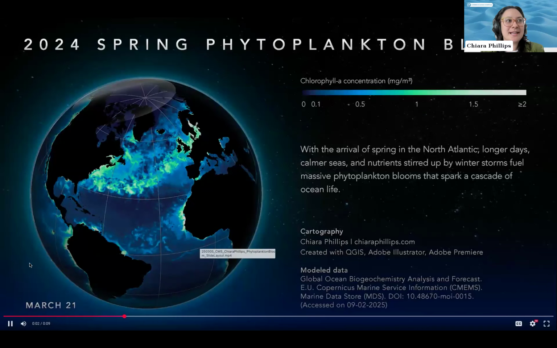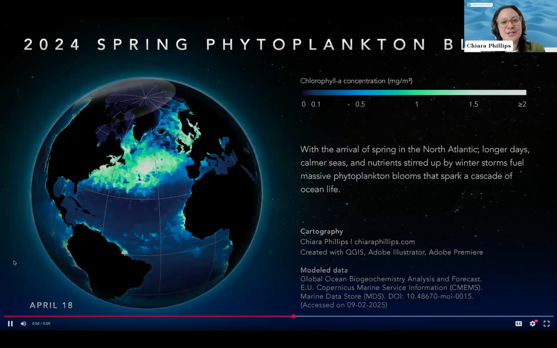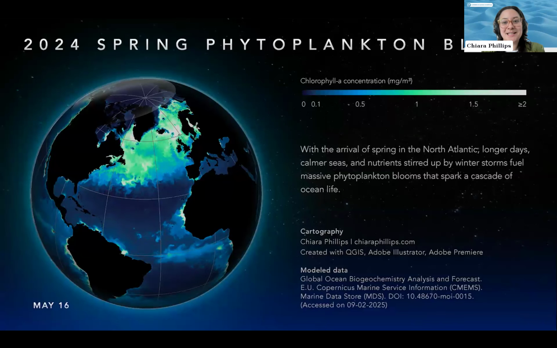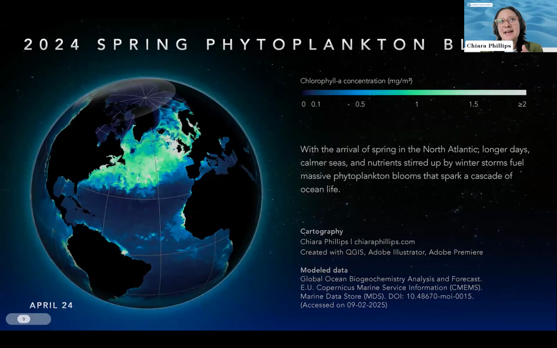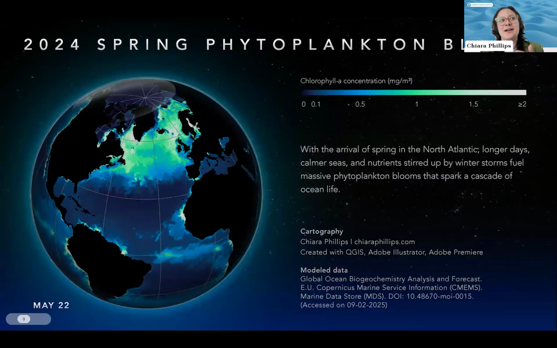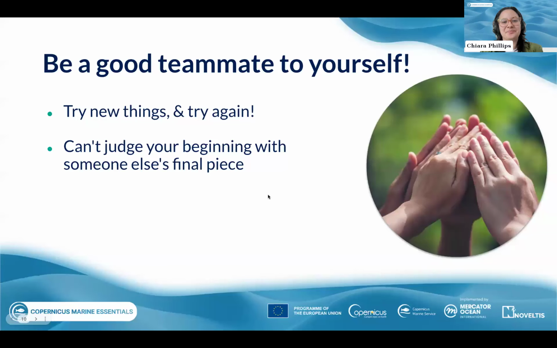And here's the actual phytoplankton bloom map that I made using Copernicus Marine Service data. I adapted it many times iteratively, going through the different AED principles and also asking real people for feedback, asking them what they noticed first, what questions they had, or what their biggest takeaway was from the map. The last thing that I stressed to my audience was to be patient with yourself, to allow yourself to try new things and have the courage to try again when things don't exactly work out, and to not judge the beginning of your map or your journey with someone else's final piece, because it's all a process and there's so much that you can learn along the way.